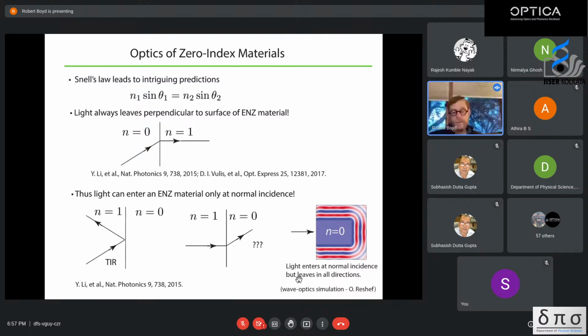Well, to do this, we needed to do a wave optics simulation. Here is a wave entering this zero index material, and these are the phase fronts of the light. You see that the light really is traveling in all possible directions inside the material.